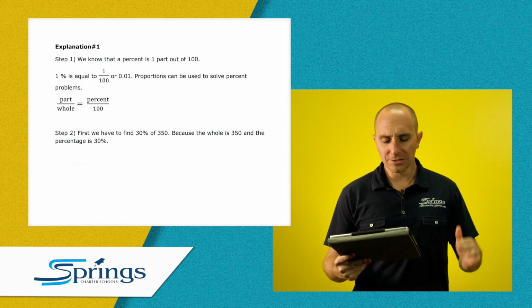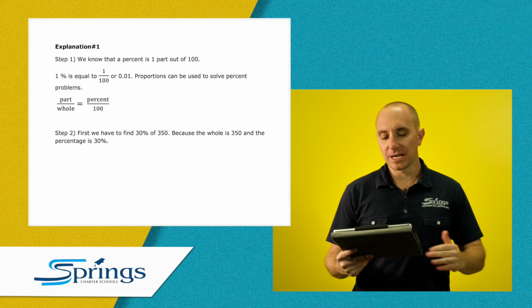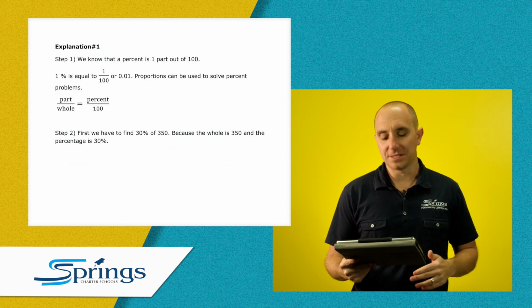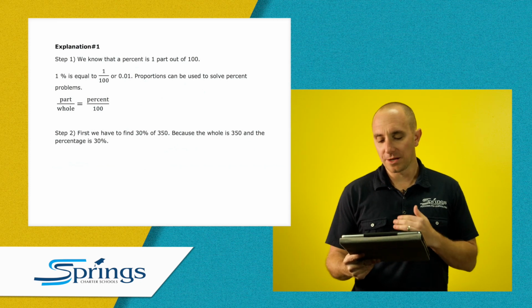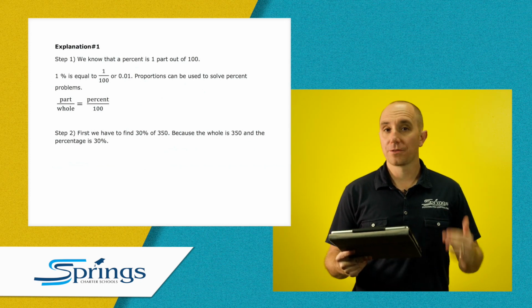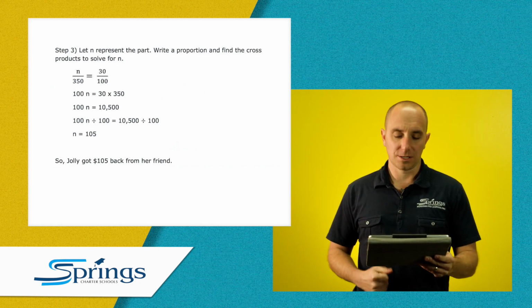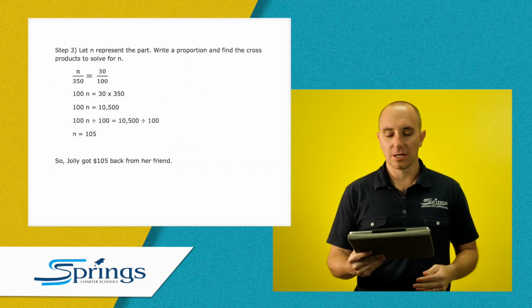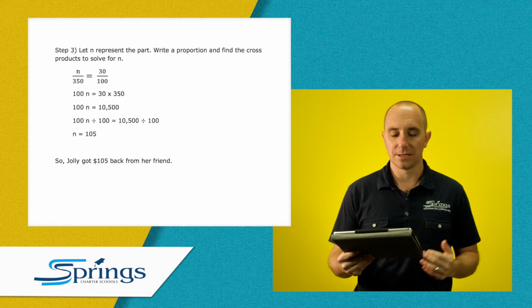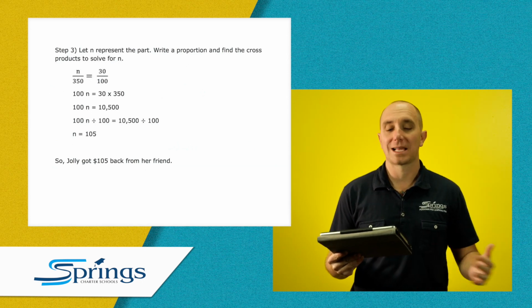So now let's look at step 2. First we're going to find 30% of 350 because the whole is 350 and the percentage is 30%. All right, so let's let n represent the part. So we're going to write a proportion and find the cross products to solve for n. So it's very similar to what we just did in our last lesson.